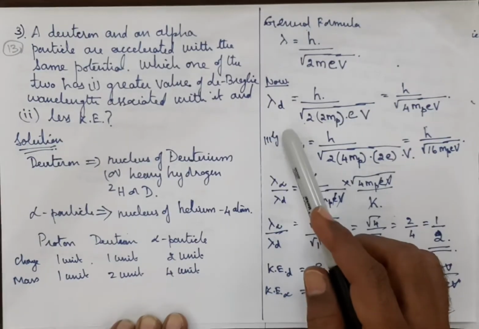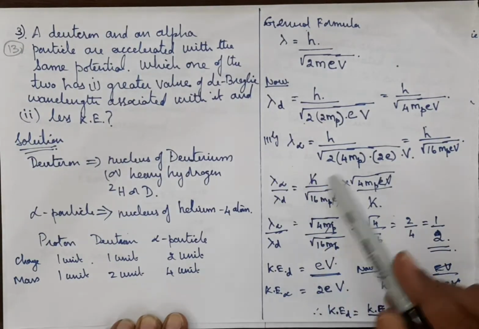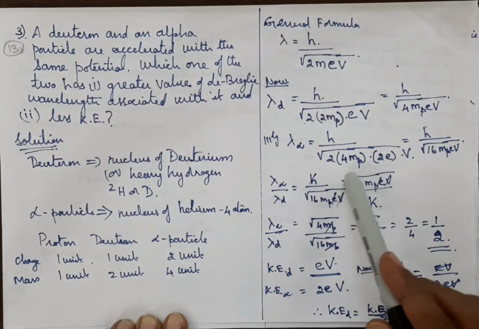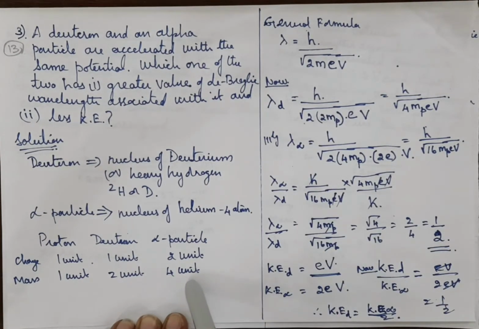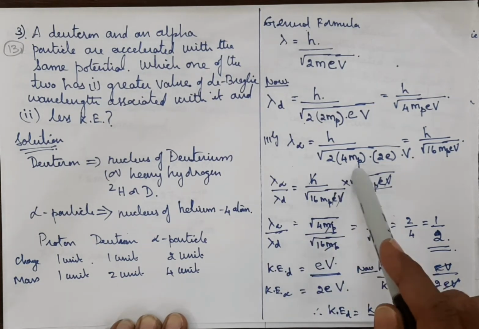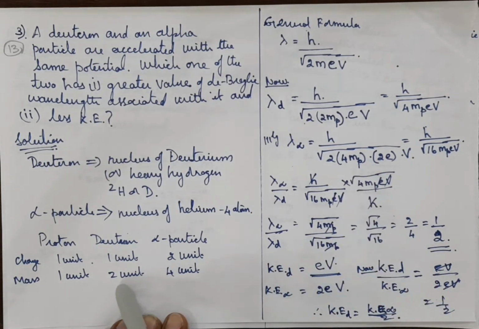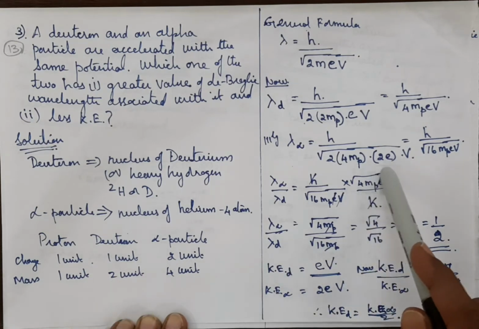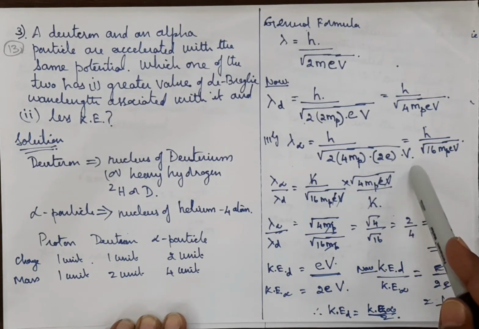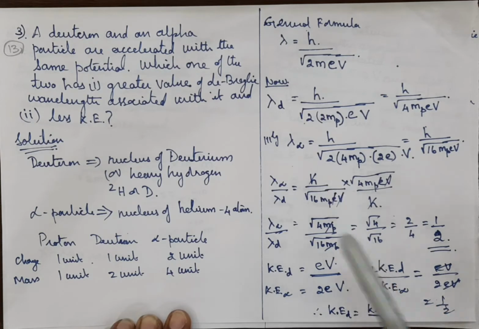Similarly, for the wavelength of the alpha particle, we refer to the table and write h divided by root of 2 into mass. The mass of the alpha particle is 4 units, 4 times the mass of the proton, so I write 4 mp. And what is the charge? It is twice, 2 units, so 2e into V. V is the same. So we write it here. When we simplify this, I hope you understand.